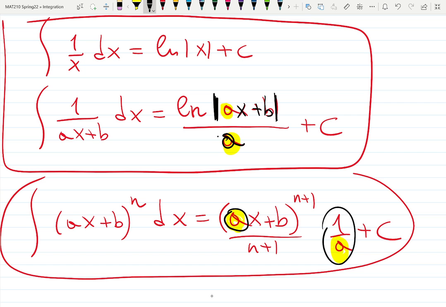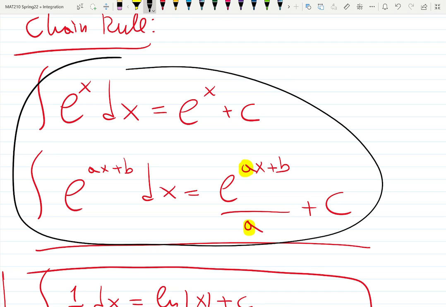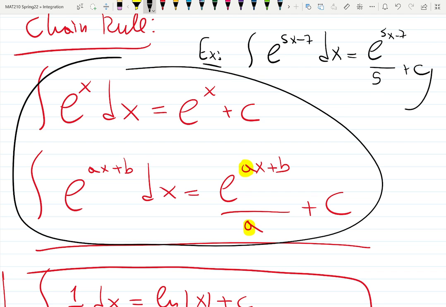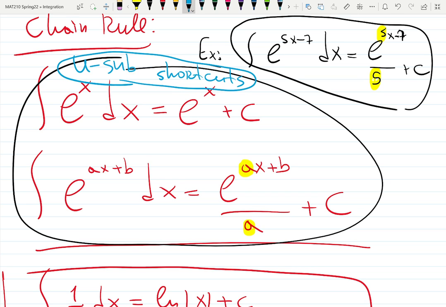Exponential ones are the best ones. For example, write down the example over here. What is the integral of e to the 5x minus 7 dx? Copy 5x minus 7, divided by 5. Done. This should be the best problem on the test if you see it. Copy, divide by the leading coefficient. That's how we perform U-substitution, just skipping performing U-sub. I call it U-sub shortcuts. Usually students love them because it speeds up everything.